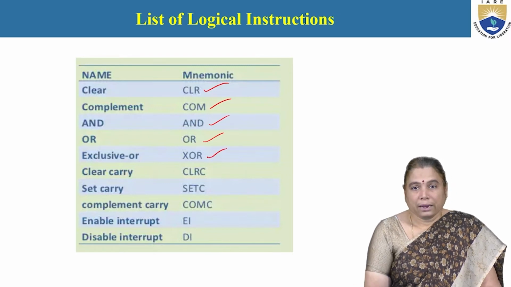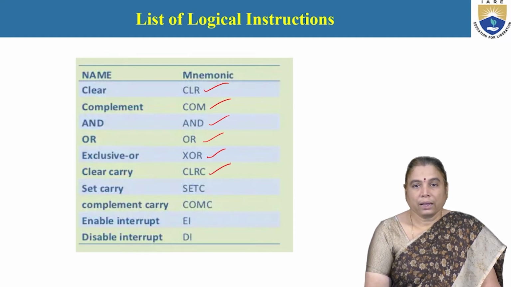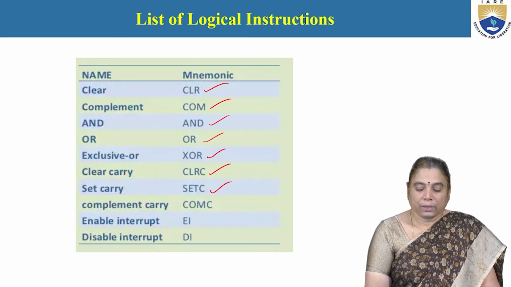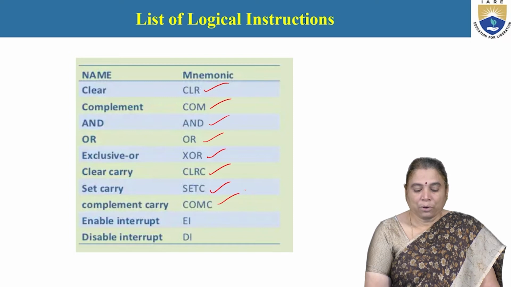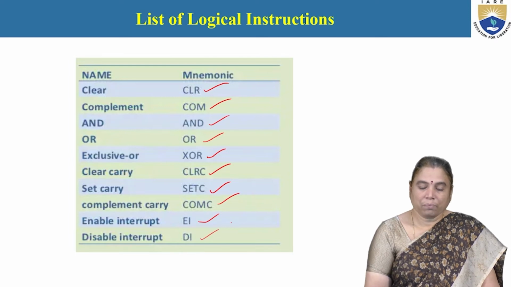To clear the carry bit, that is equate it to 0, CLRC is used. To set the carry bit to a value 1, SETC is used. Complement of the carry can be performed with the mnemonic COMC. Not only that, the interrupt can be enabled with EI and can be disabled with the help of DI.